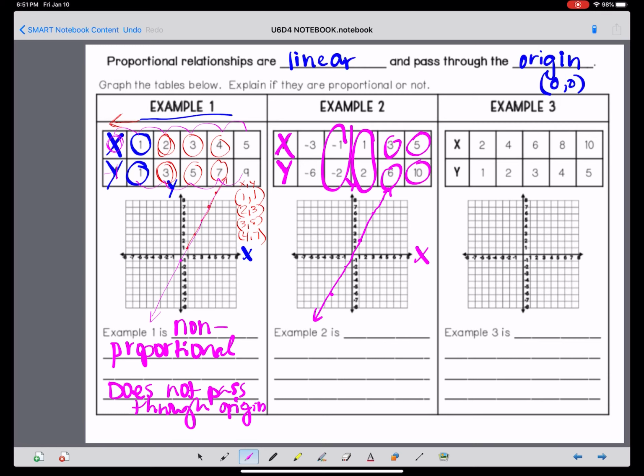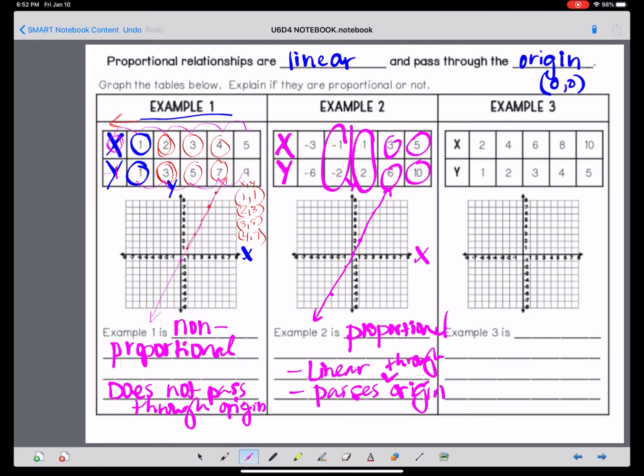It looks like our graph goes right through 0, comma 0. And so for example 2, let's say that this one is proportional because it is linear and it passes through the origin. It passes through the origin. Maybe I should say through.